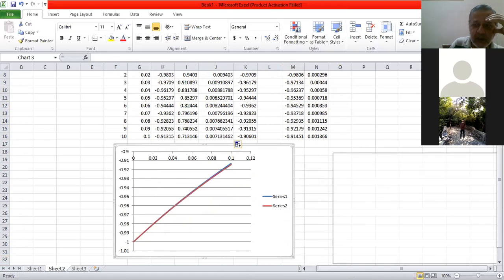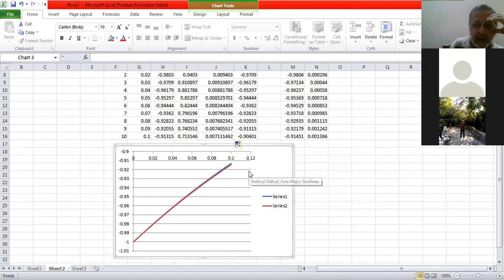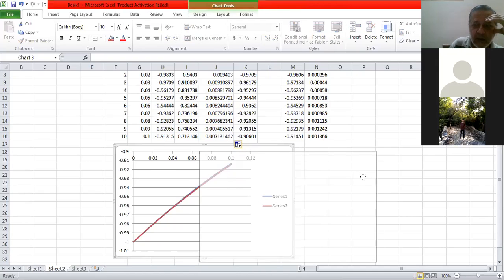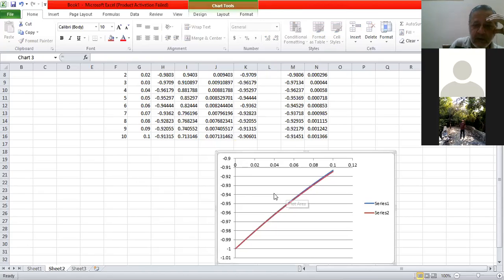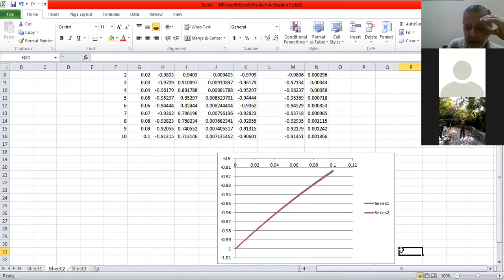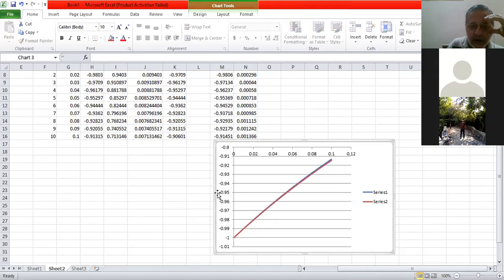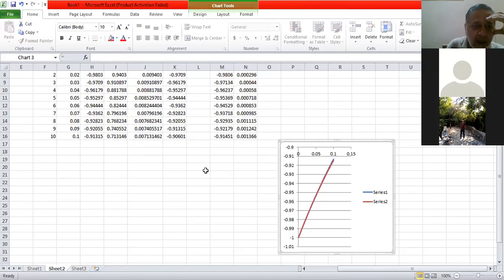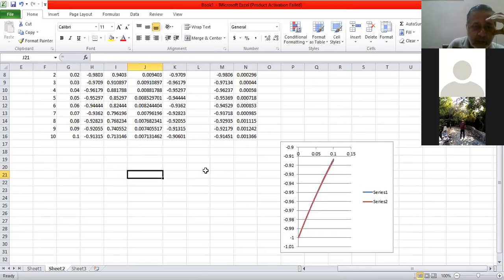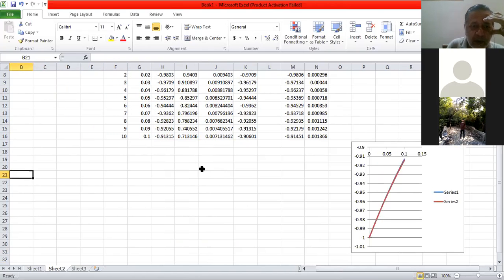ग्राफ को एक तरफ कर दें. Let me get more access and shrink the graph. And then produce more points.